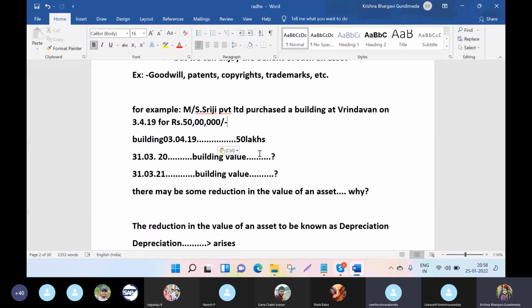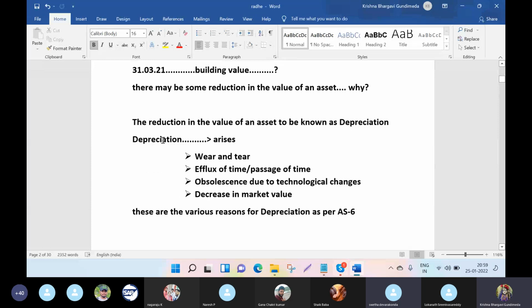Why? What are the reasons for reduction in the value of an asset? There may be some reasons for the reduction in the value of an asset. That might be usage, wear and tear, passage of time, obsolescence, technological changes, market scenarios, market changes. These are the various reasons for reduction in the value of an asset that can be described as per Accounting Standard 6, depreciation. The reduction in the value of an asset is known as depreciation.